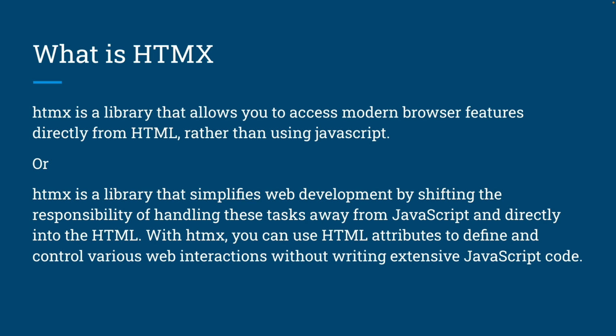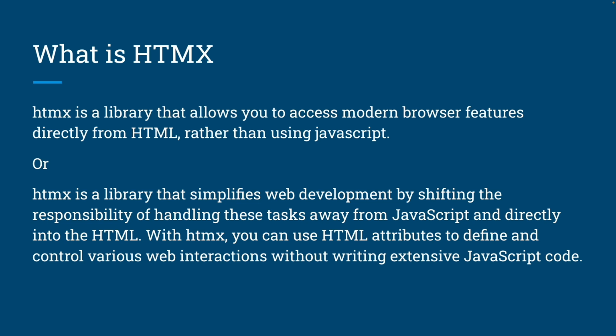With HTMX, you can use HTML attributes to define and control various web interactions without writing extensive JavaScript code. What that means? Traditionally, web development heavily relies on JavaScript to create dynamic and interactive web applications. Developers use JavaScript to handle events, fetch data from servers, and manipulate the document object model, which is DOM, to update web pages. While JavaScript is a powerful and versatile language, it can make web development more complex, especially when handling common tasks like form submissions, real-time updates, or even basic interactivity.